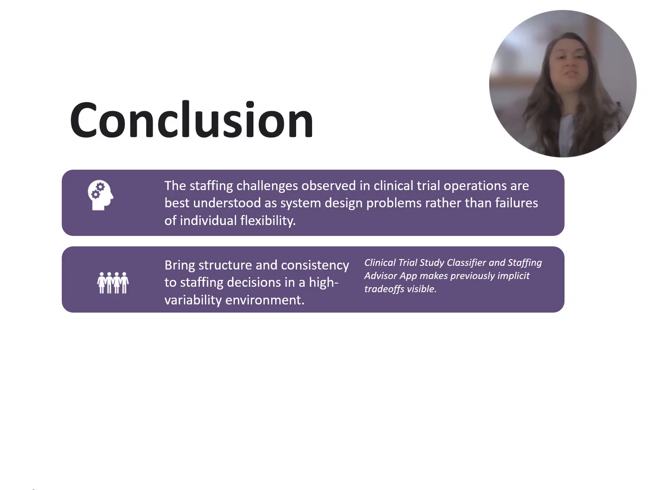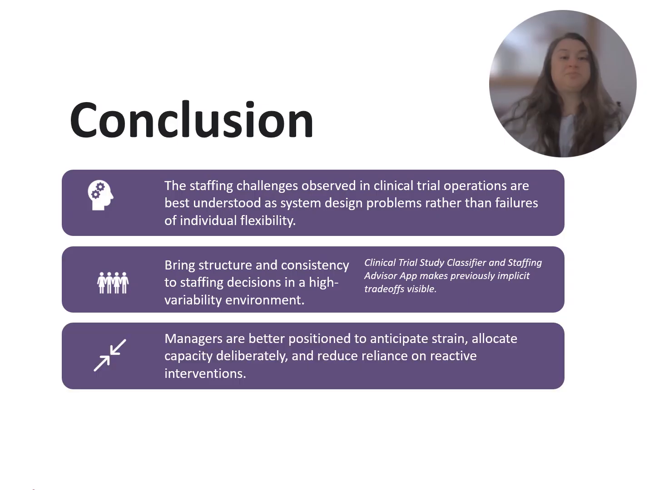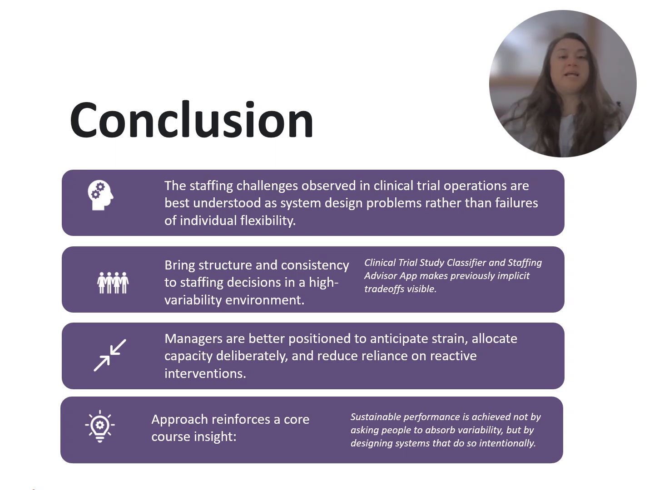By standardizing how studies are evaluated for staffing risk, workload variability, and operational impact, the app makes previously implicit trade-offs visible. As a result, managers are better positioned to anticipate strain, allocate capacity deliberately, and reduce reliance on reactive interventions. Ultimately, this approach reinforces a core course insight. Sustainable performance is achieved not by asking people to absorb variability, but by designing systems that do so intentionally.